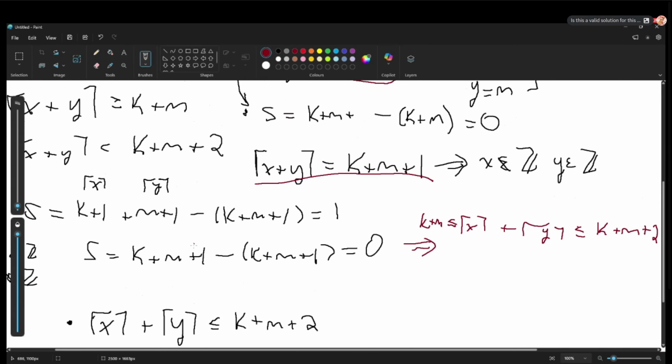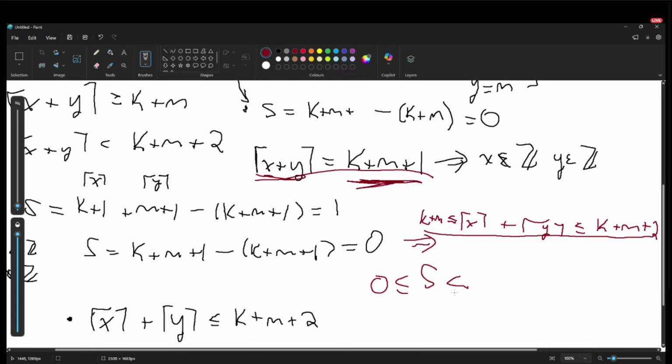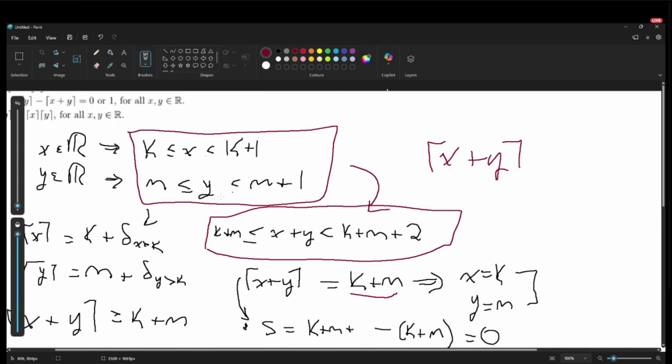And then if you wanted to combine these two cases, you could just use this statement and subtract both sides by this, which is the same thing as subtracting both sides by this. And you get that 0 is less than or equal to the quantity less than or equal to 1. And that is exactly what the proof statement says. So is there any questions? Is this a valid solution for the problem?